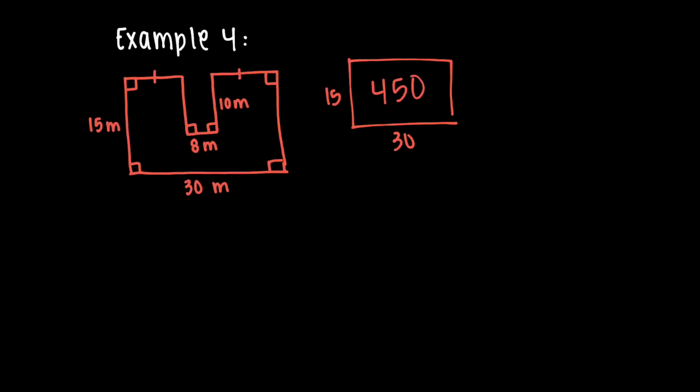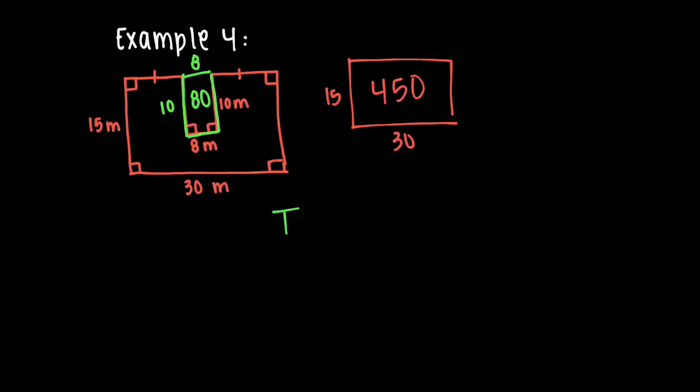But if you notice, there is a chunk cut out of it. So that means you can figure out what the area is by subtracting that chunk. When I look at this, this would form another rectangle. I have 10 and 8 as my measurements. So for the area of this, I'd multiply 10 and 8 together, and that would give me 80.